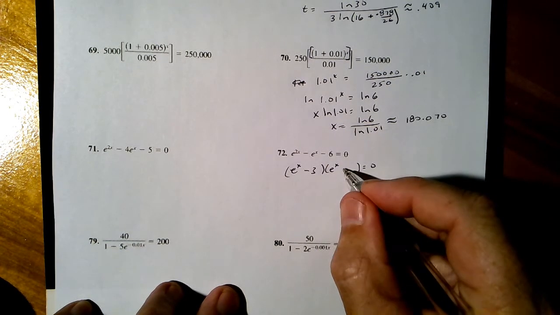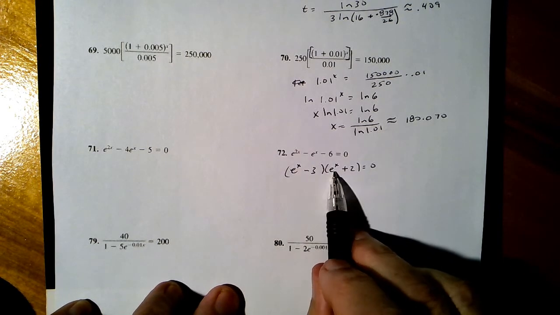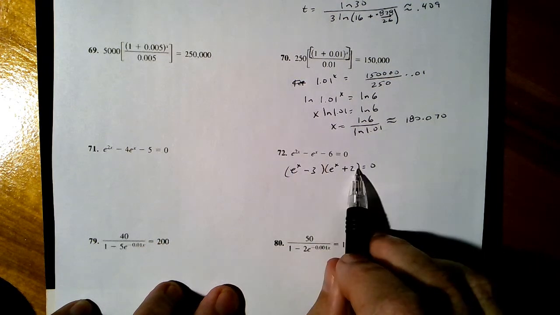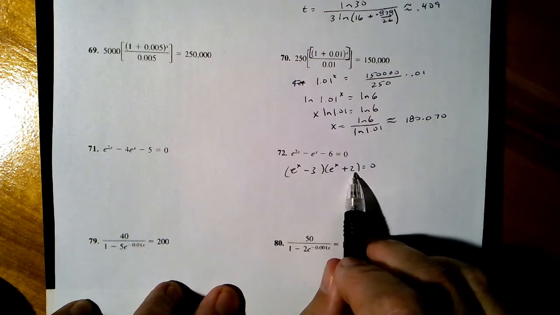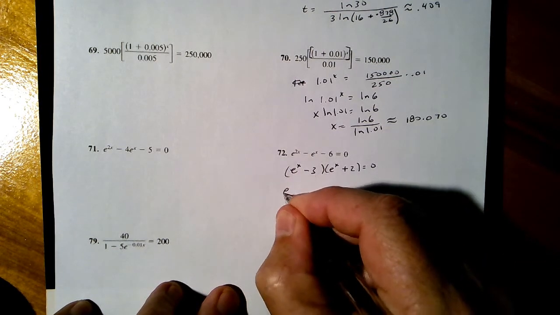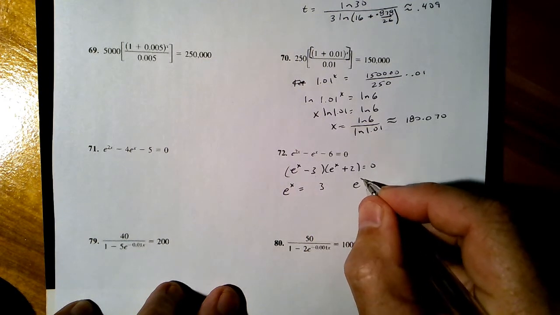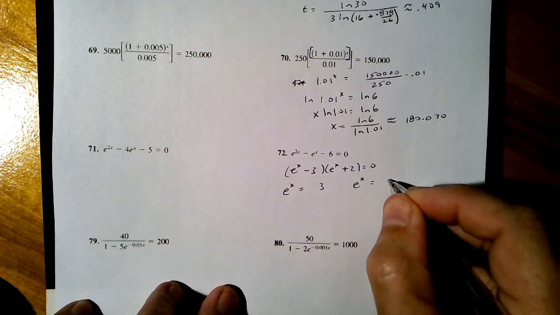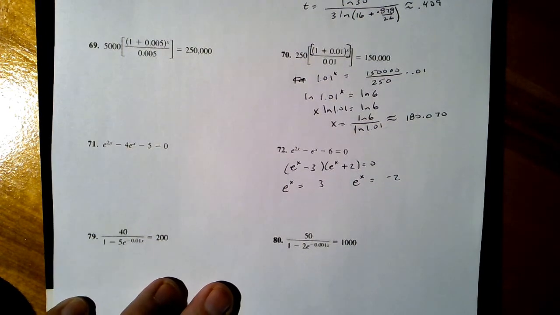-3, +2. Let's check it. e to the x times e to the x, that's e to the x squared, or e to the 2x, plus 2e to the x, minus 3e to the x, minus one of them, and there's a -6. So either e to the x equals 3, or e to the x equals -2. And we can handle those with ln.